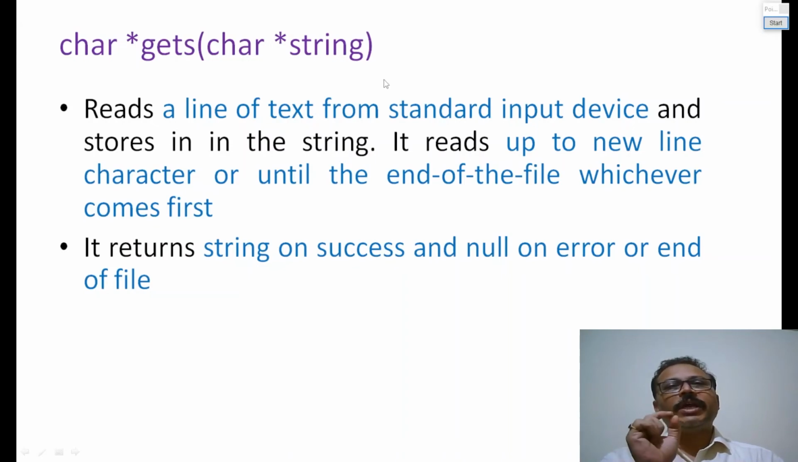gets is used to get a string at a time. So you can have blanks also. That is the advantage. gets reads a line of text from the standard input device and stores it in the string. It reads up to the newline character or until the end of the file, whichever comes first. So you type enter. Until you type enter, it will be treated as a string. Say Chenna space Reddy space Pakana space professor, etc. All those things you can type. But as soon as you type enter, that's the end of that string.